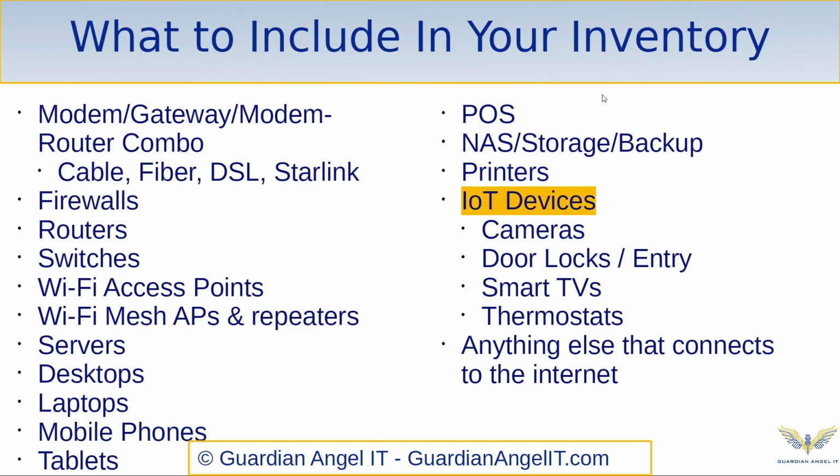Finally, IoT, or Internet of Things, devices are becoming increasingly popular. Common examples include cameras, door locks and entry systems, smart televisions, thermostats, and there are lots more. Today's workplaces and homes are becoming increasingly interconnected, and IoT is here to stay. The rule of thumb here is that if it connects to your network, then you'll probably want to include it on your inventory.